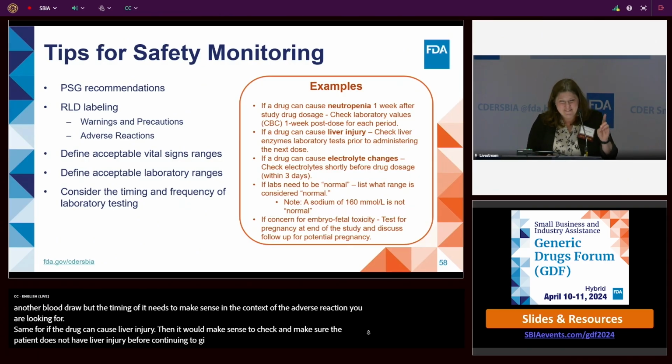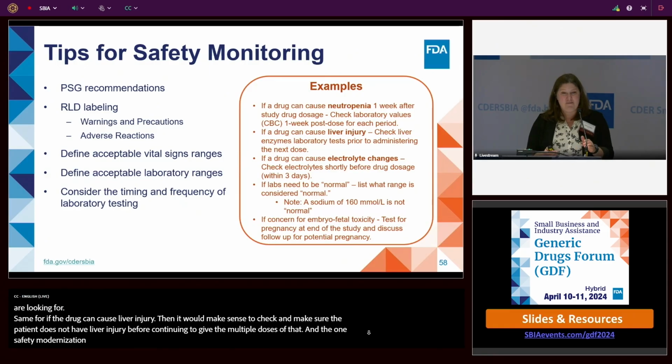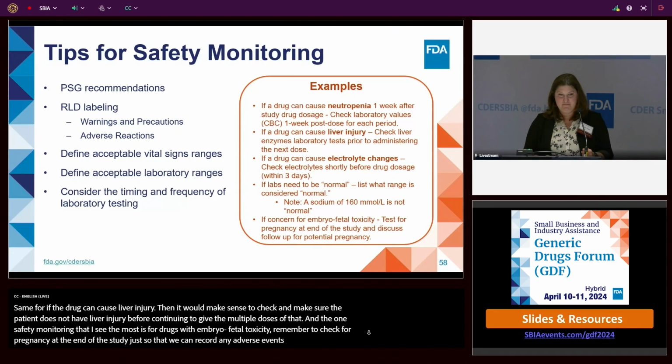And the one safety monitoring timing that I see most is that, for drugs with embryo-fetal toxicity, people are testing for pregnancy before each dose. That's great, wonderful, spot on. But also just remember to check for pregnancy at the end of the study, so that we can record any adverse events, and discuss briefly how you plan to follow that up.